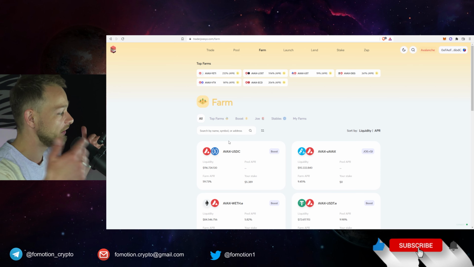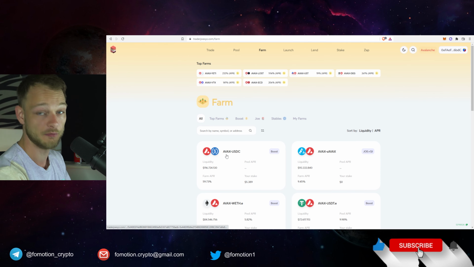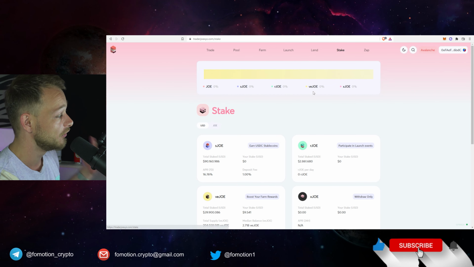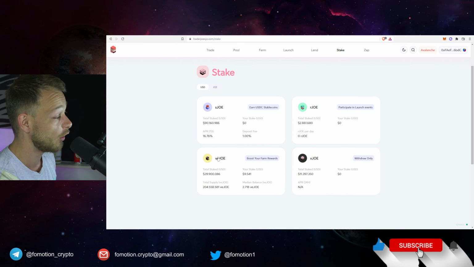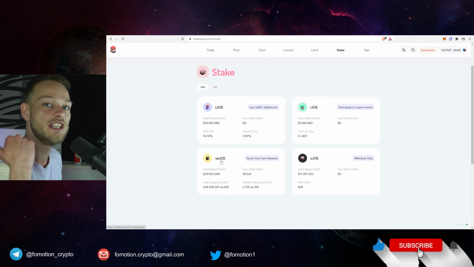So what it basically does is this: on Trader Joe, you can stake, you can, for example, put in AVAX USDC, right? So you have the LP tokens and you stake them, and then you get Trader Joe in return. But if you have Joe as well, you can stake your Joe right here to boost the APR.